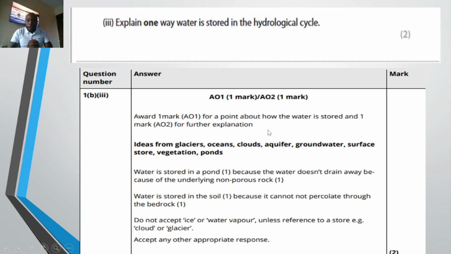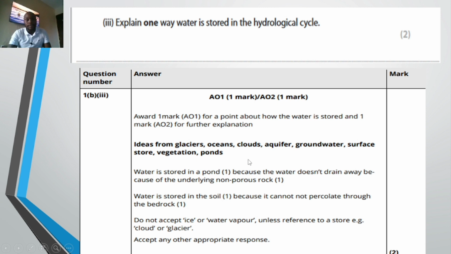explanation. When you mention how water is stored, that's 1 mark. You go ahead to explain, you get another mark. Now look at some of these answers. Water is stored in a pond. You get 1 mark there, because this water is being stored where?